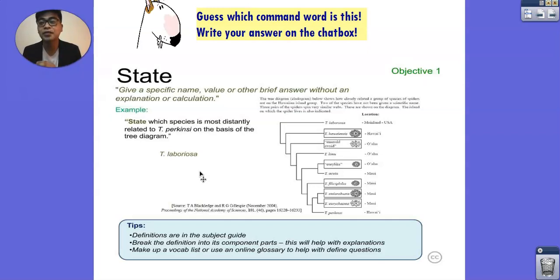It's different from definition, because when you say definition, you're giving the meaning. But for state, you just give the exact answer. So definition, you give meaning. For state, you give what is being identified. So we have here state.